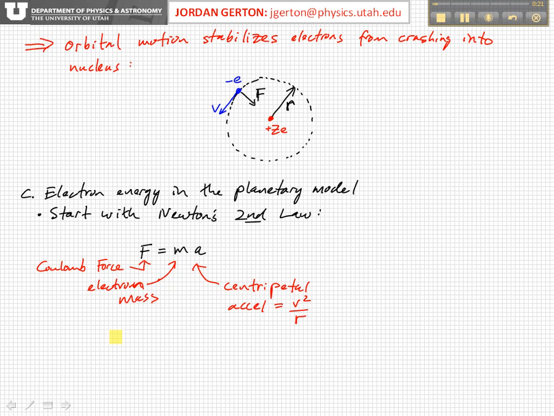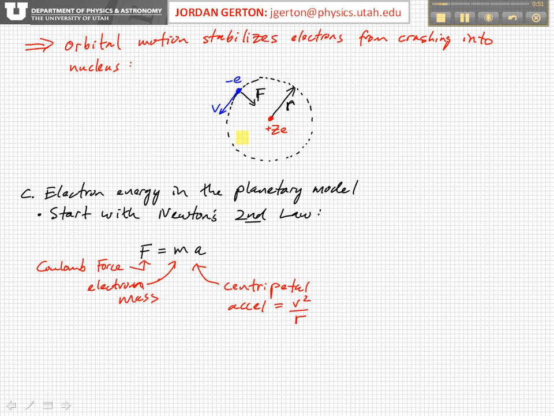Okay, and so here the constant of proportionality between the force and the acceleration is just the mass. In this case, the force that we're talking about is the Coulomb force, and the mass is the electron mass, and the acceleration is going to be the centripetal acceleration as the electron goes around in the circular orbit.